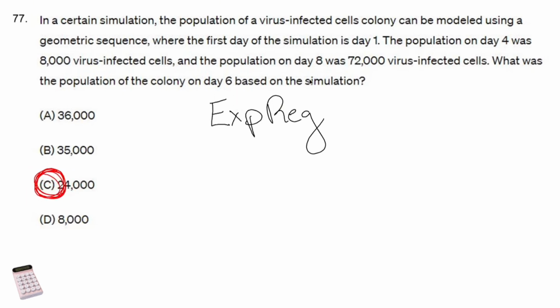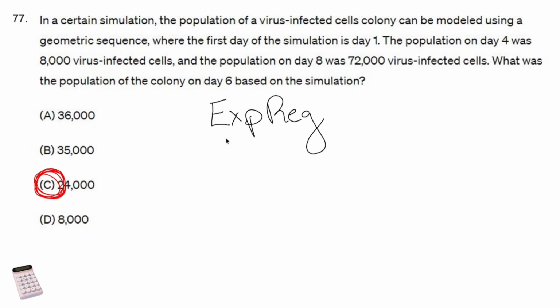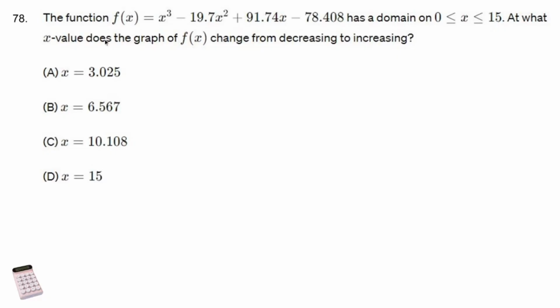The key there and the easy part there is that store equation thing, the store reg EQ thing, and hitting vars, going right, enter, enter. That makes life a lot easier. So try to remember that. You're going to be happy you did. Hope this helps.